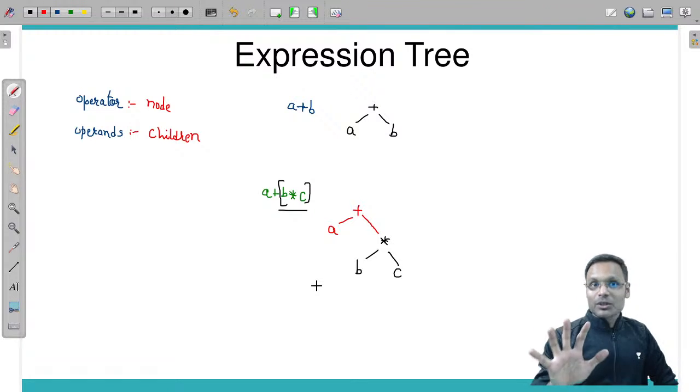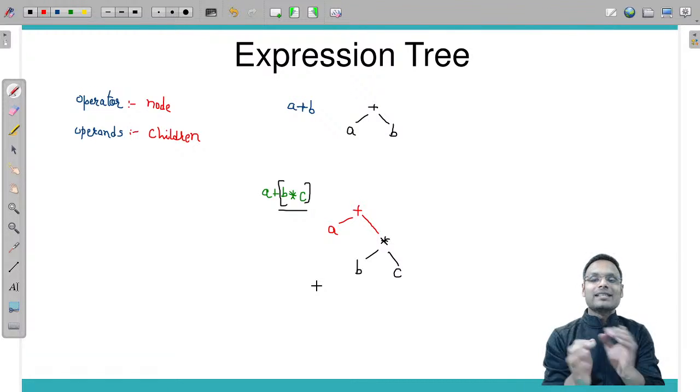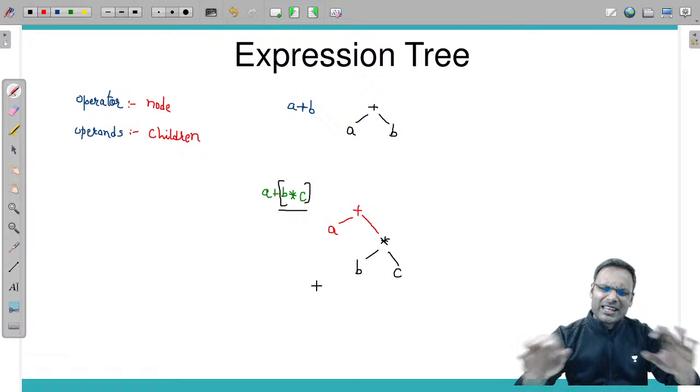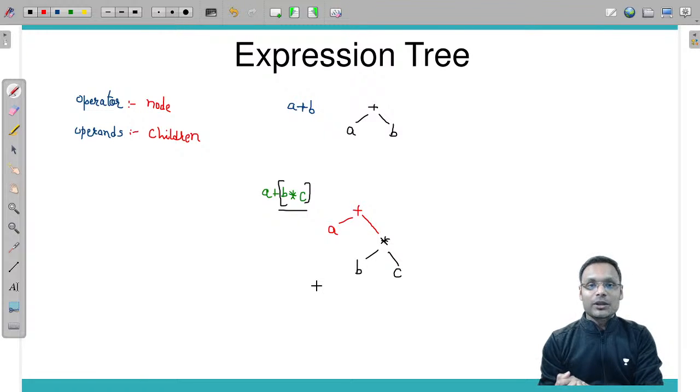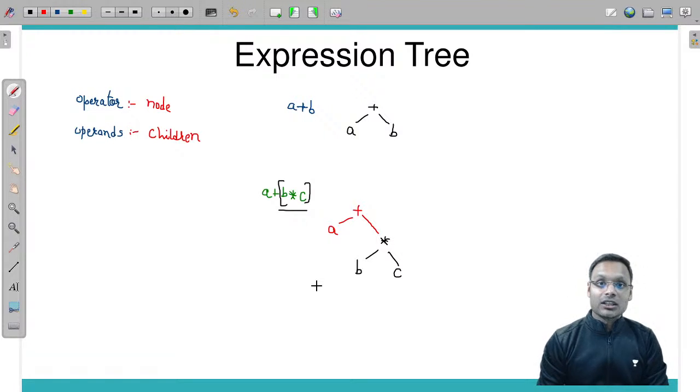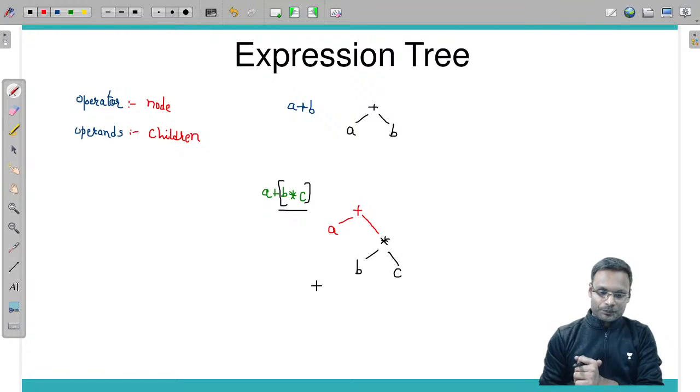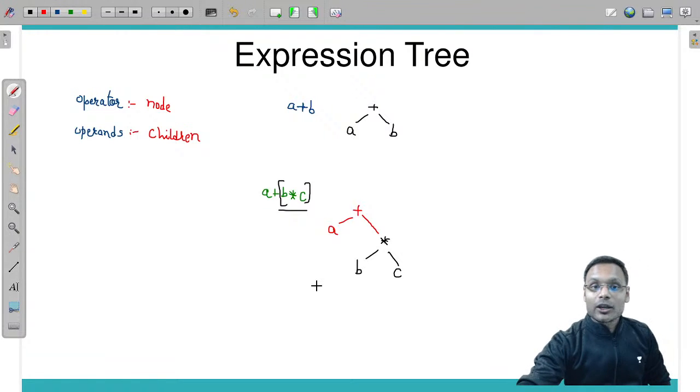I guess आपको समझ में आ रहा है. I hope you guys are understanding this concept. It's very easy. The same kind of expression tree you will draw in the compiler design discussion also, as the name of the tree is syntax tree over there. Okay, fine. Should I go next?